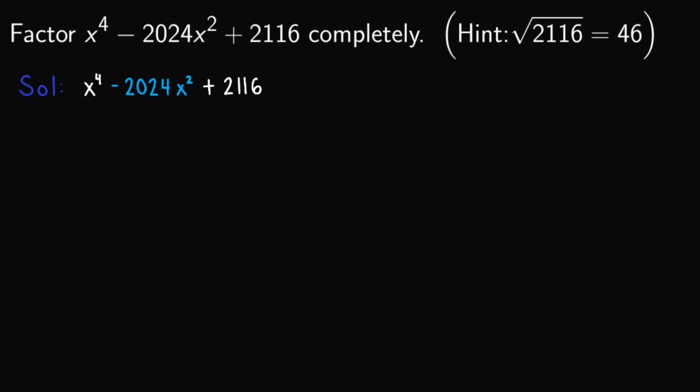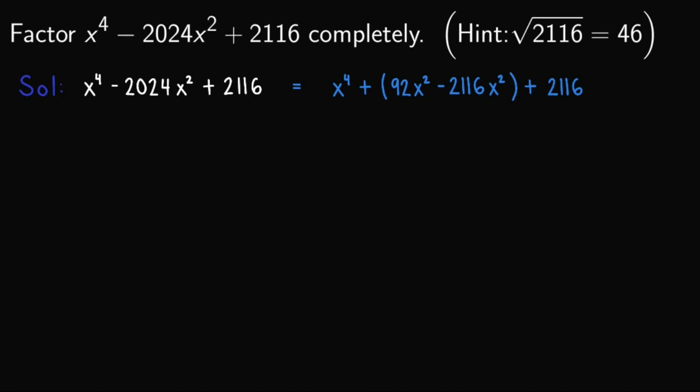So that is, we will have x raised to 4 plus the group 92x squared minus 2116 x squared plus 2116. You can verify this one: if we add the coefficients 92 and negative 2116, this will result to negative 2024. And so this is what we have so far.